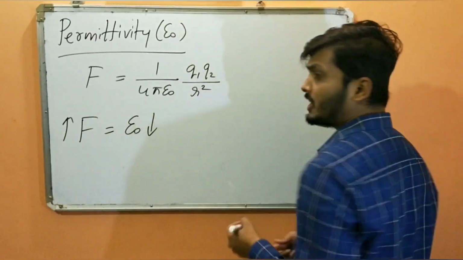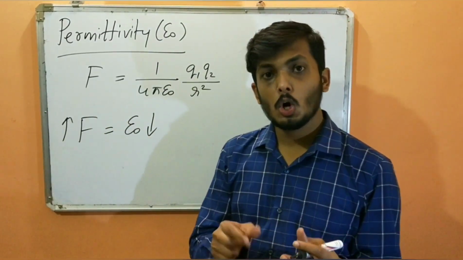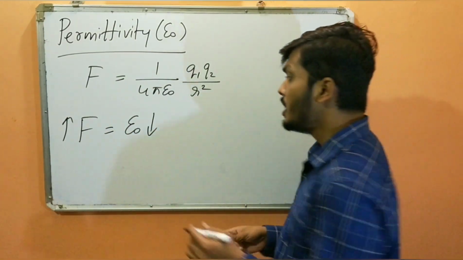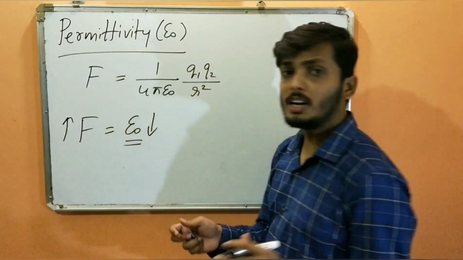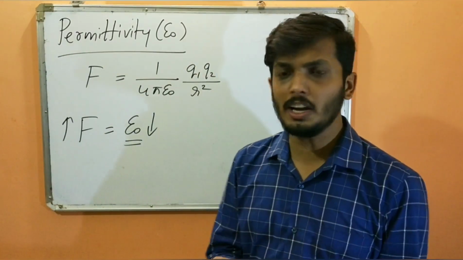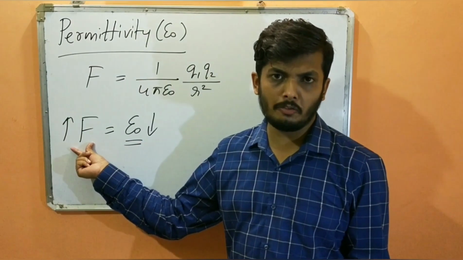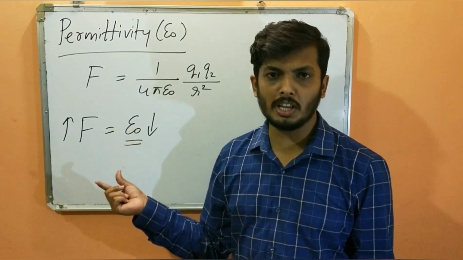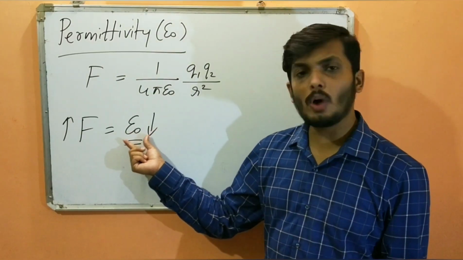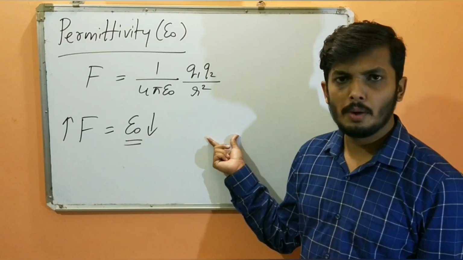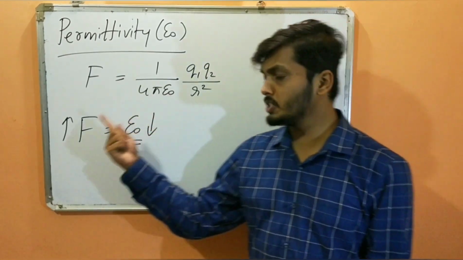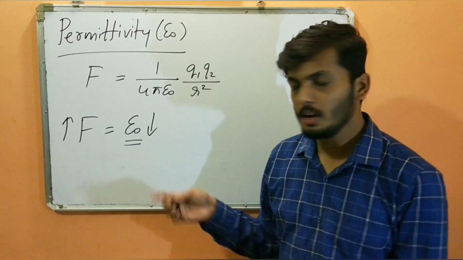So permittivity means what? Permitting the interacting medium to resist the electrostatic force of attraction. Understand? Permittivity means not allowing the charges to interact, but permitting its own field to resist the electrostatic force. Have you understood what this permittivity is? So this value changes from medium to medium. Permittivity means allowing its own field to resist the interacting force.